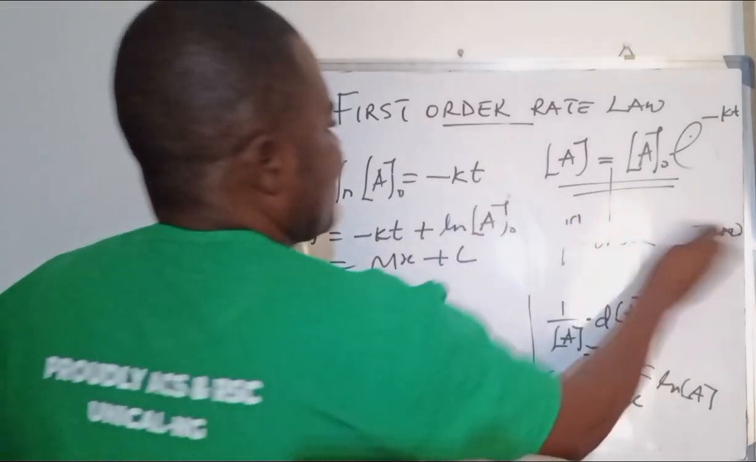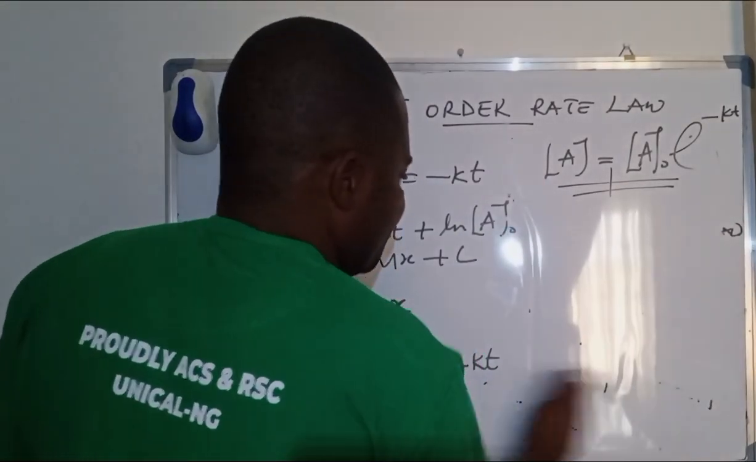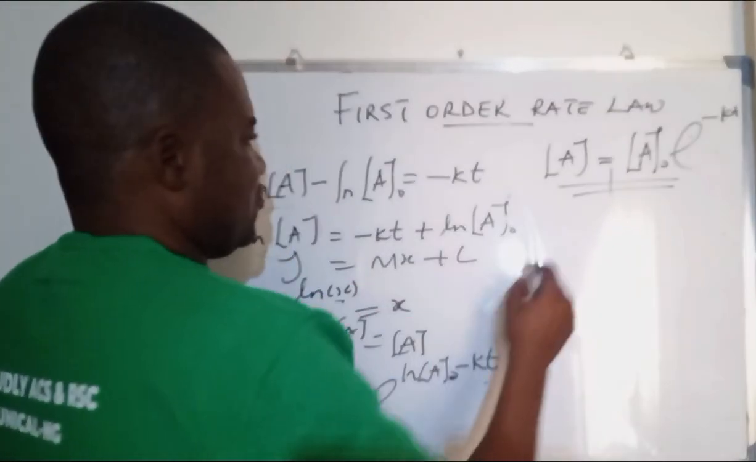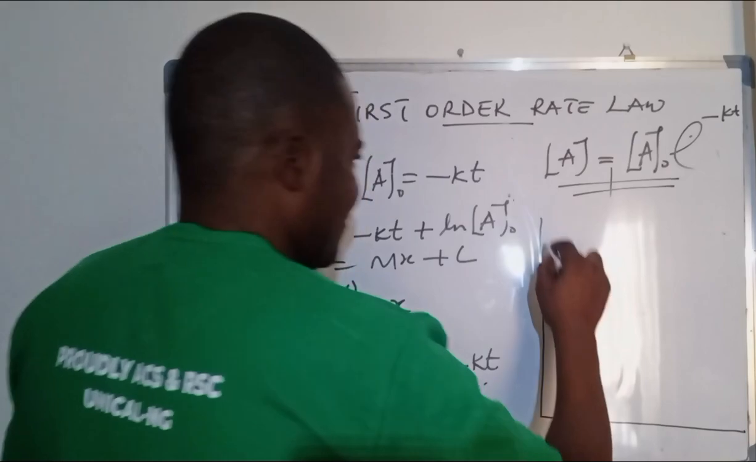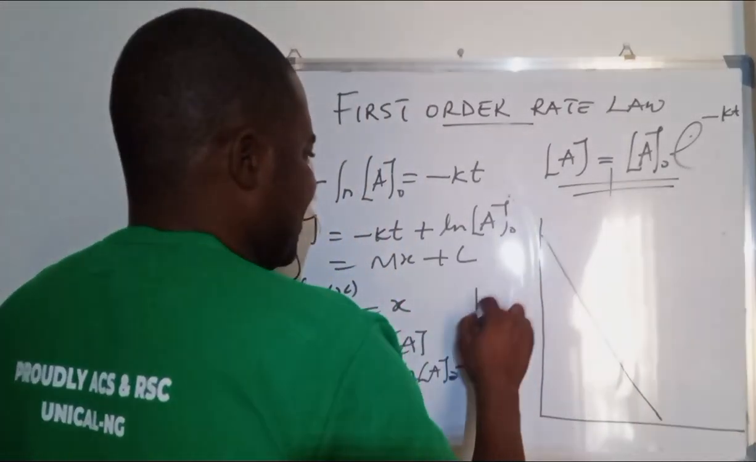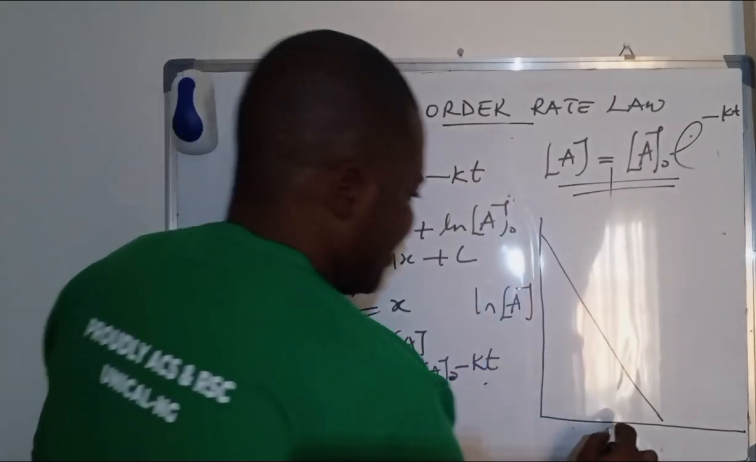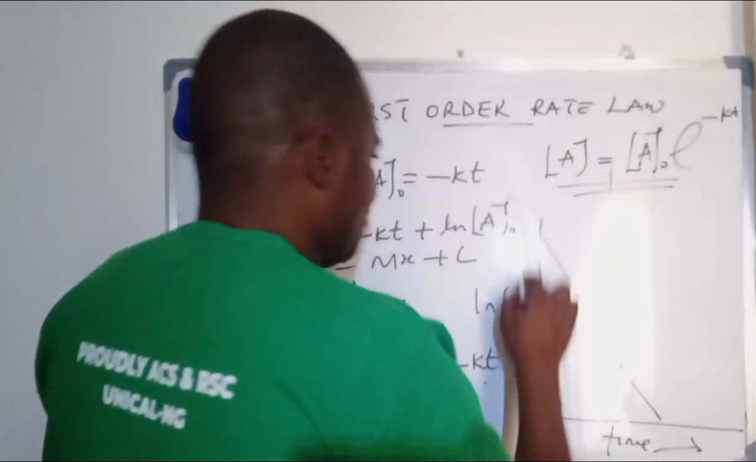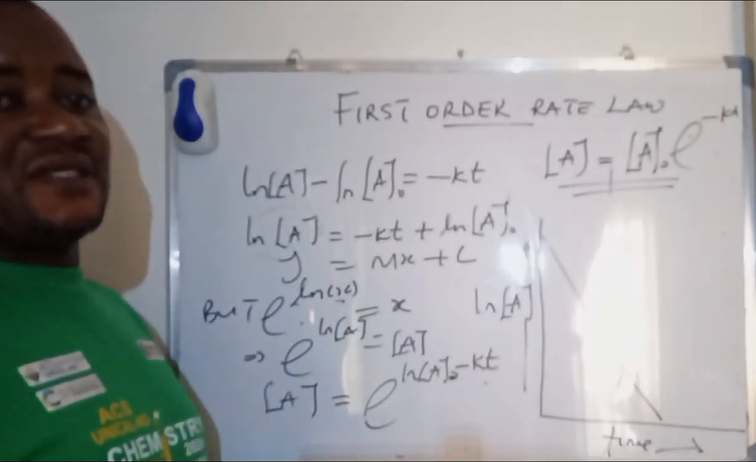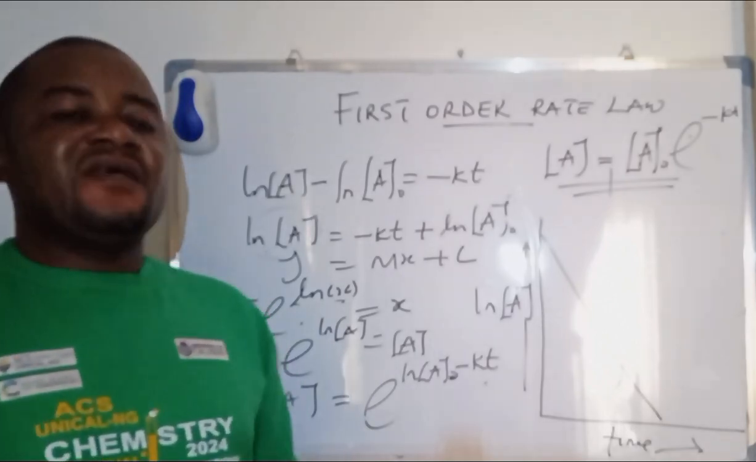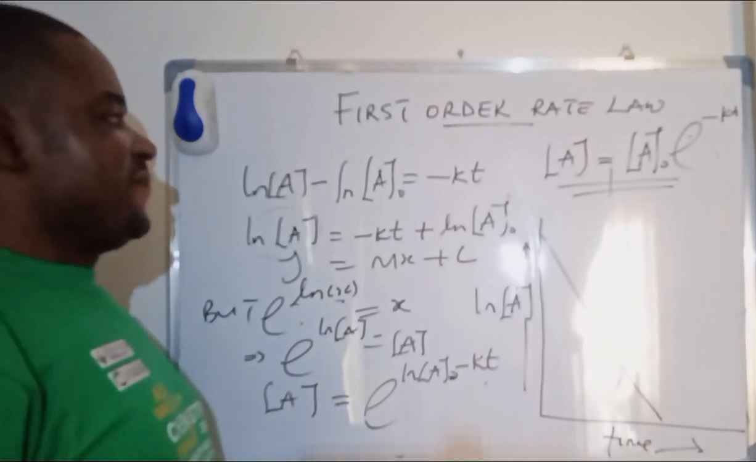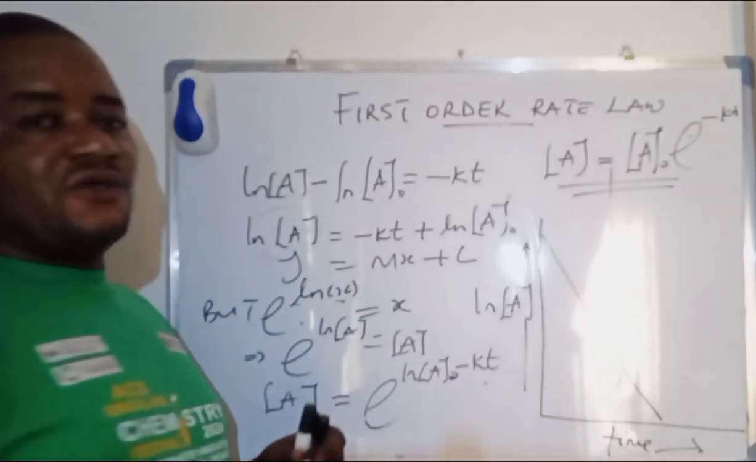The graph of the first order rate equation is always drawn like this. You see, it looks very much like the zero order, and here is the ln of A, while here is the time. So if you are given a question with some data and expected to check if it is a first order or zero order equation, you are expected to use this very equation to plot your graph.